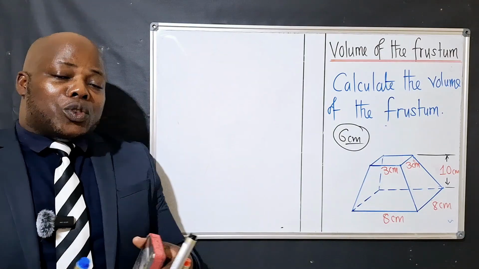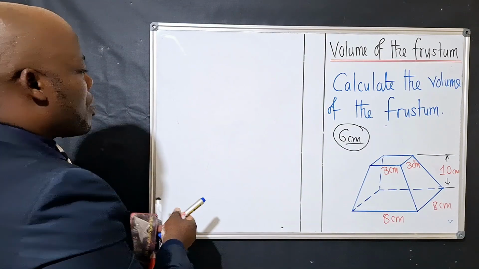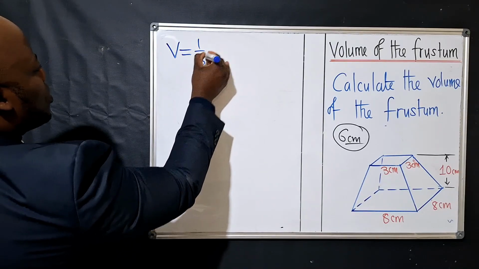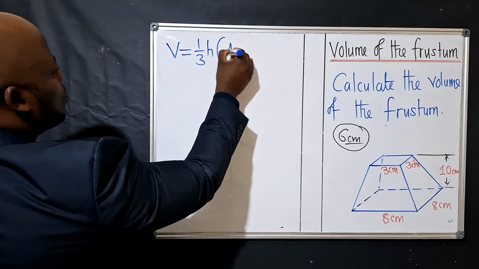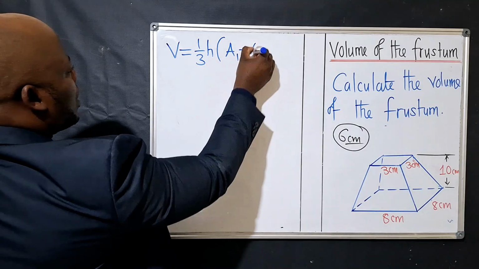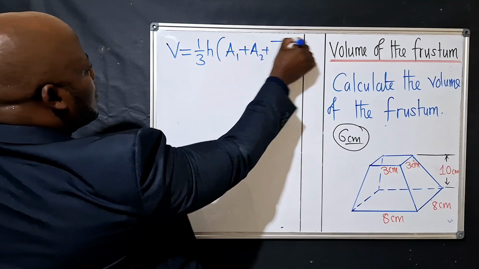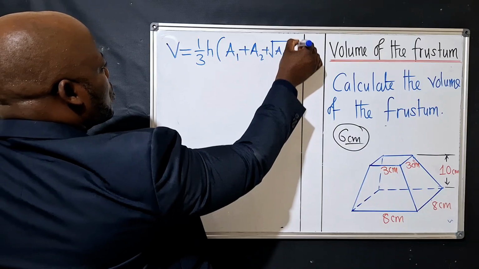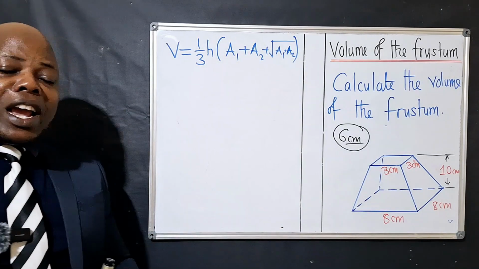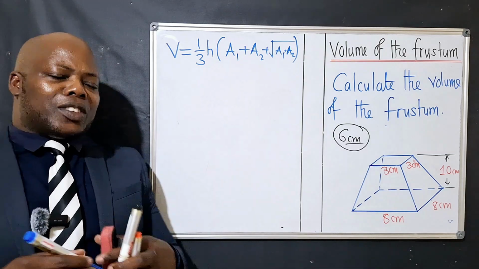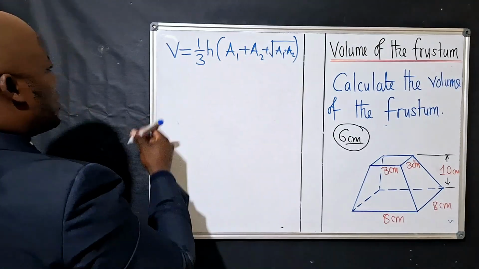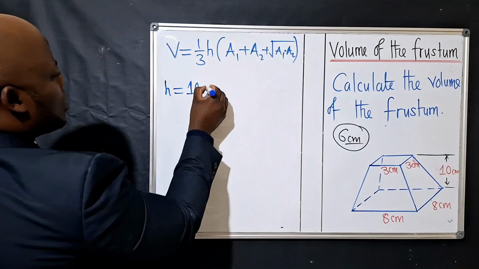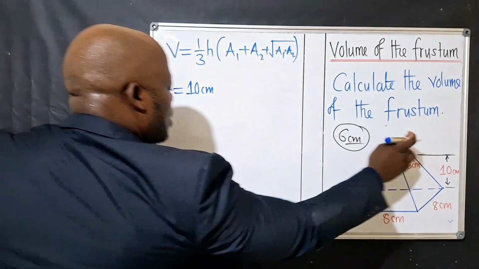Alright, so if you don't want to use all these steps, let me show you something else that you can do. You can say volume is equal to 1 over 3 H multiplied by A1 plus A2 plus square root of A1 multiplied by A2. So if you can remember this formula, it will help you. You don't need to do all those steps. So here, what is our H? Our H is 10 centimeters, the height of this pyramid.